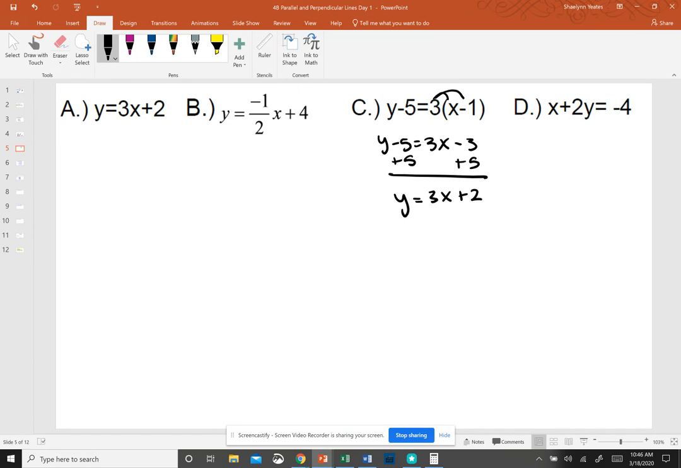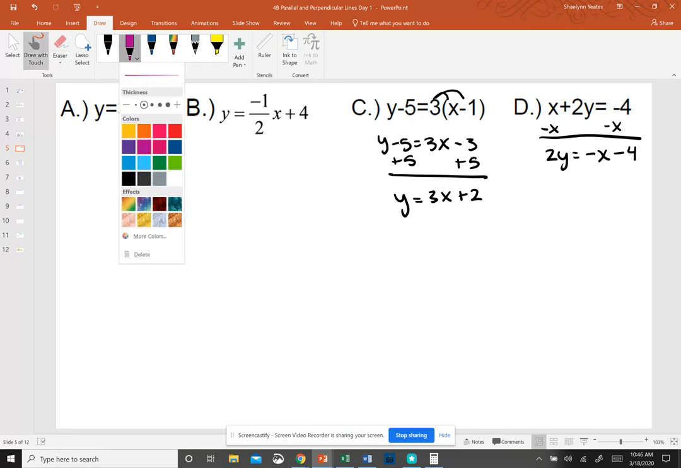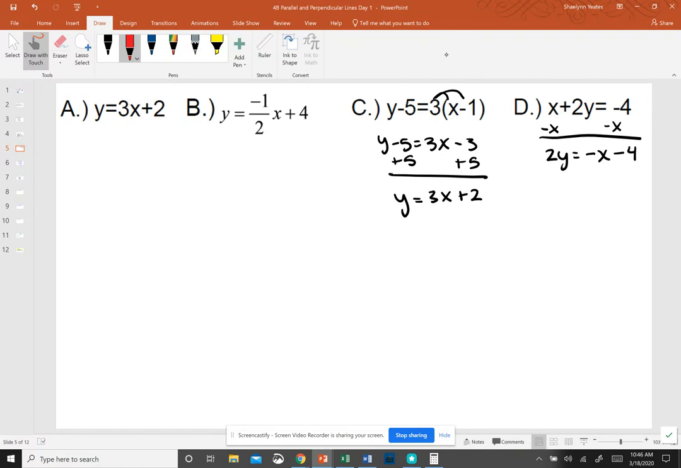All right, on this next one, I'm going to subtract x from both sides. And I have 2y equals negative x minus 4. Now, you need to remember that the number in front of my x is a negative 1. And that's super important, because when we divide everything by 2, we need to remember it's the negative 1 divided by 2. So this is y equals negative 1 divided by 2, x, and then negative 4 divided by 2 is a negative 2.